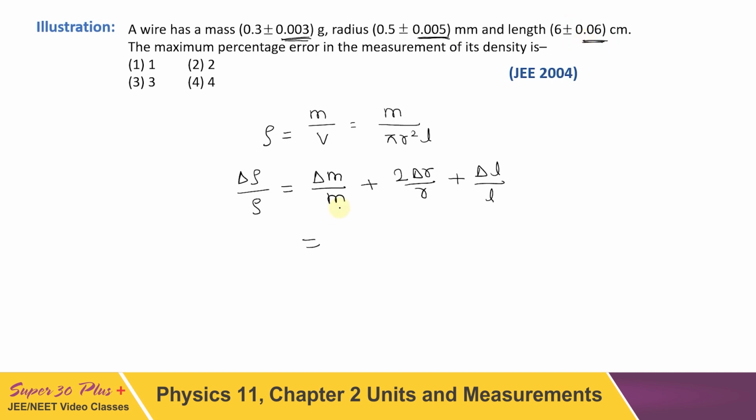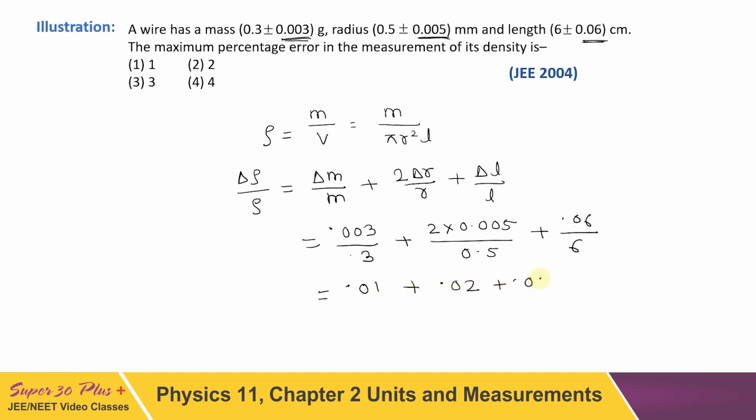Now substitute the values here. It would be 0.003 upon 0.3 plus 2 times 0.005 upon 0.5 plus 0.06 upon 6. If you write the values, it would be 0.01 plus 0.02 plus 0.01, that is 0.04.